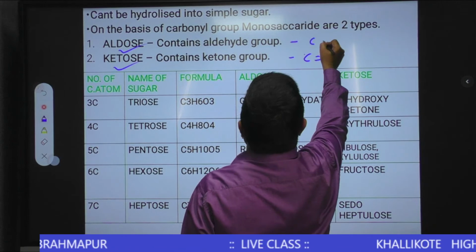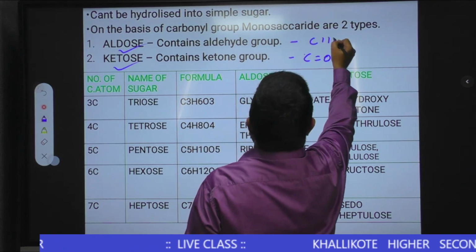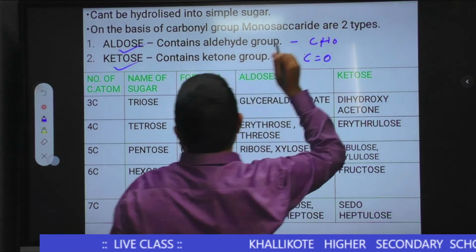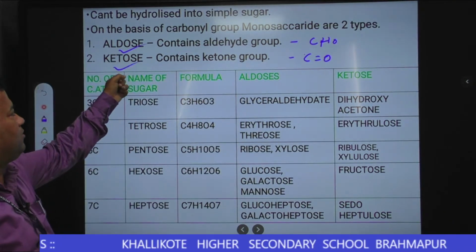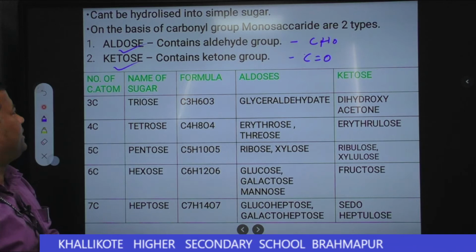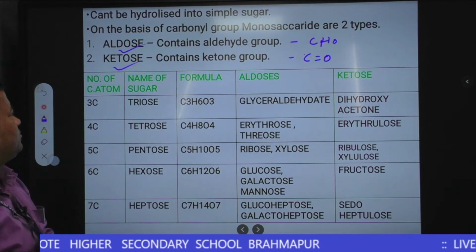Similarly, CHO is called the aldehyde group. When an aldehyde group is present, that is called an aldose sugar. When a ketone group is present, that is called a ketose sugar.